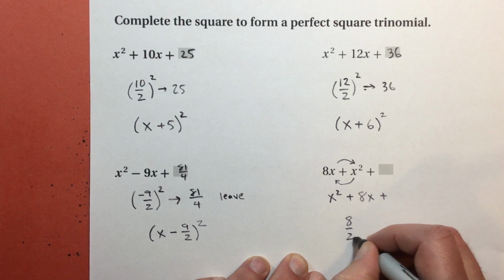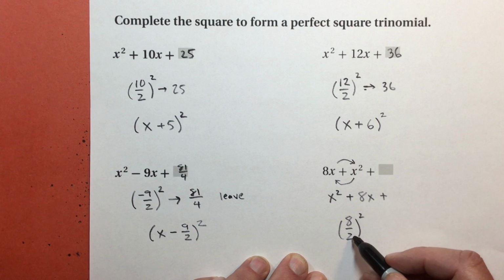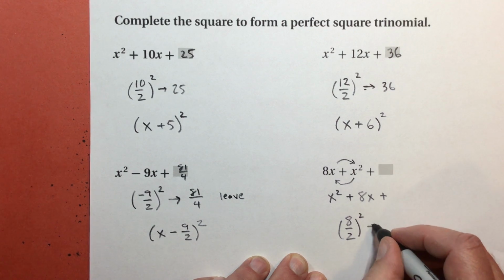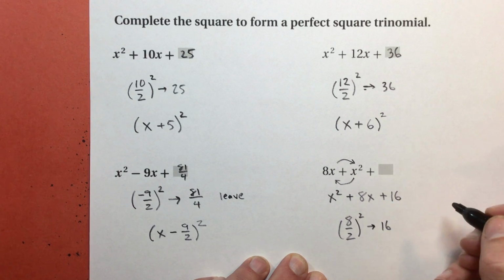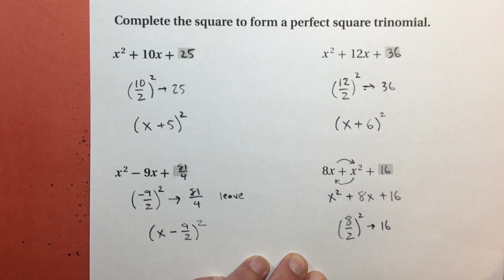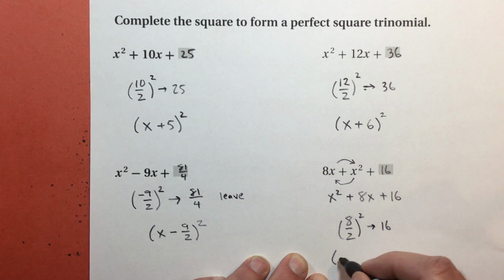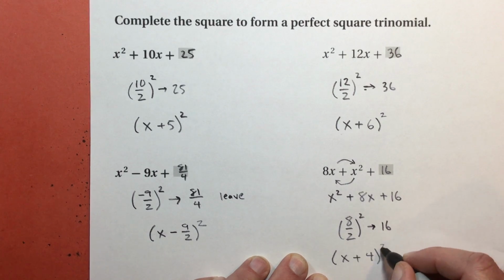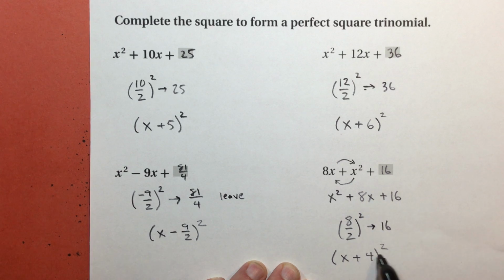8 divided by 2 is 4, and 4 squared equals 16. So this is going to be plus 16, and it would have been the same up here too. And this 8 divided by 2, which equals 4, is going to give me x plus 4 squared. So this polynomial factored is x plus 4 squared.